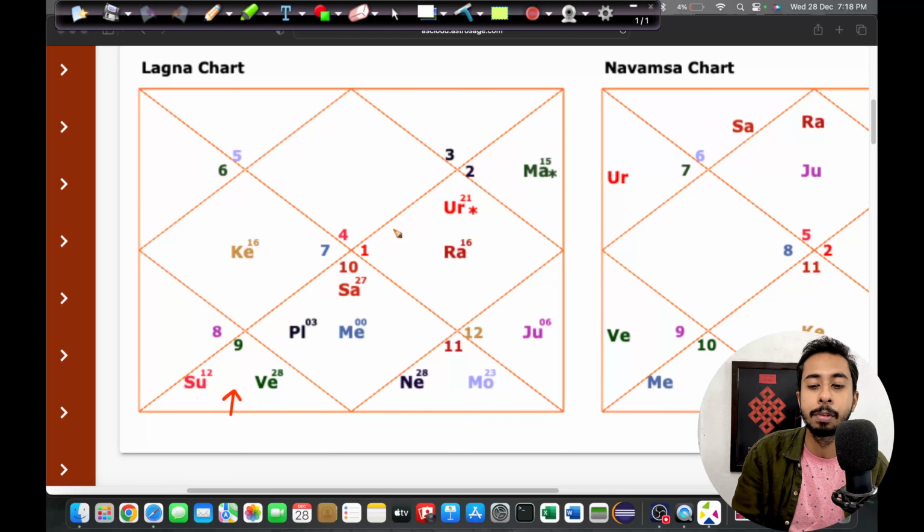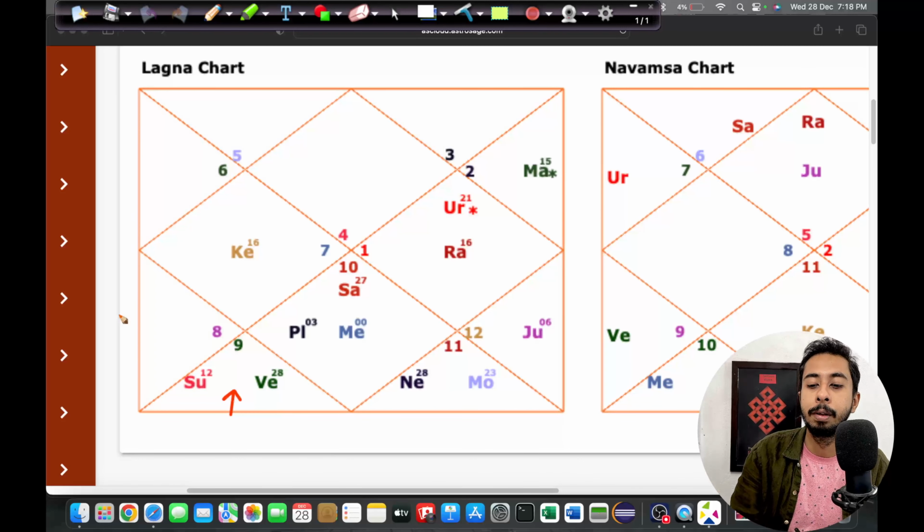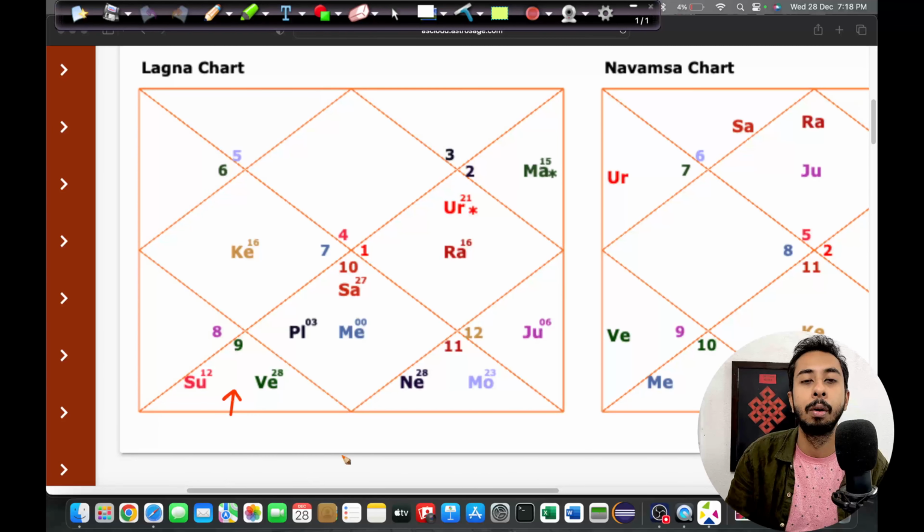Likewise, now we have Sun present here. That means your service area will be authoritative. You have Venus here, so your services might be something related with beauty, something related with exotic things, something related with brands. So this is how you need to see all the properties of any house.